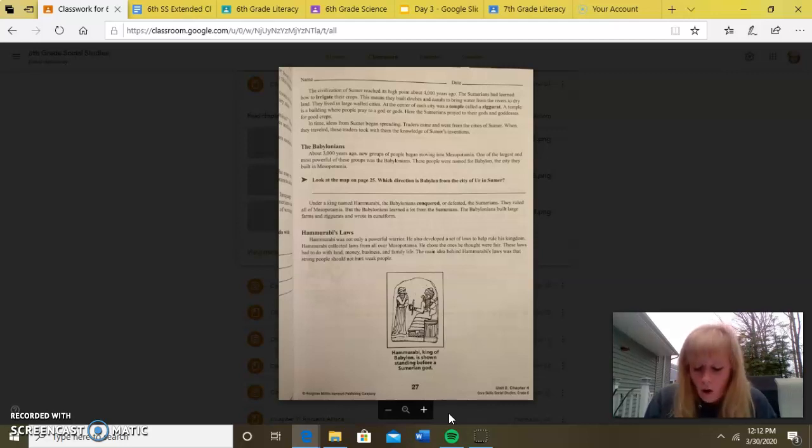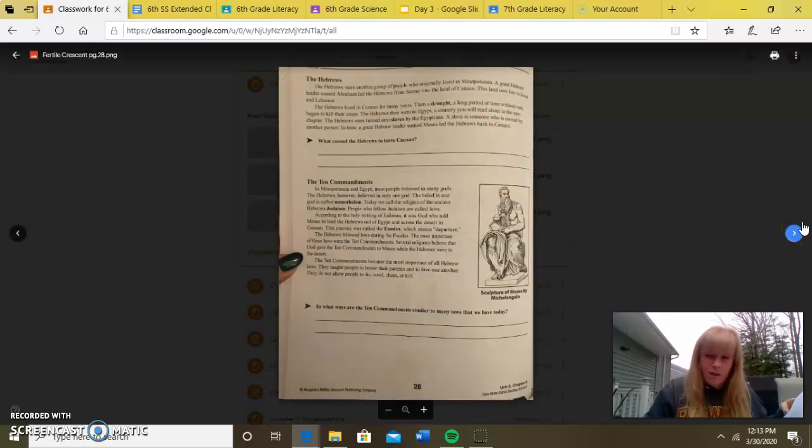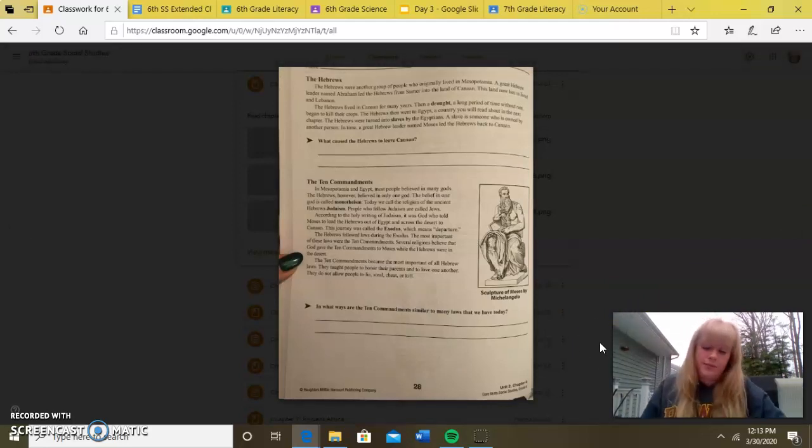Hammurabi collected laws from all over Mesopotamia. He chose the ones he thought were fair. These laws had to do with the land, money, business, and family life. The idea behind Hammurabi's laws was that strong people should not hurt the weak people. And I think that's a really great way of thinking, right? Strong people should not go after the weak people.